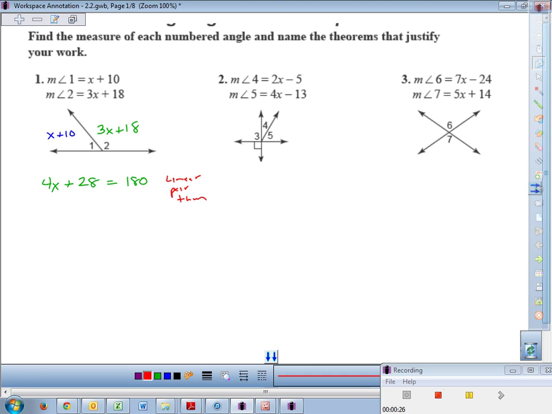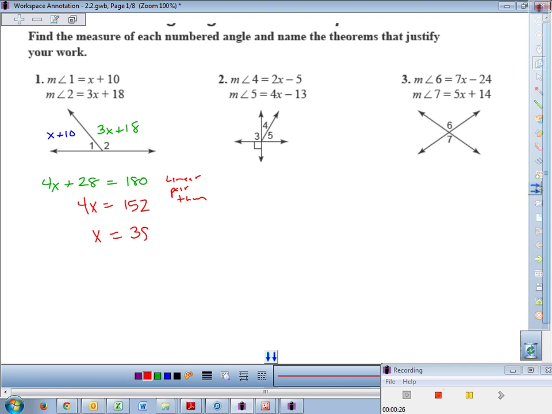Solve for x. Help me out. Subtract 28, right? What is 180 take away 28? Very nice. Then divide by 4. And 4 goes into 152 thirty-eight times. Now, are we done? We're not? What do they want then? The measure of each angle, right? So how would we do that?